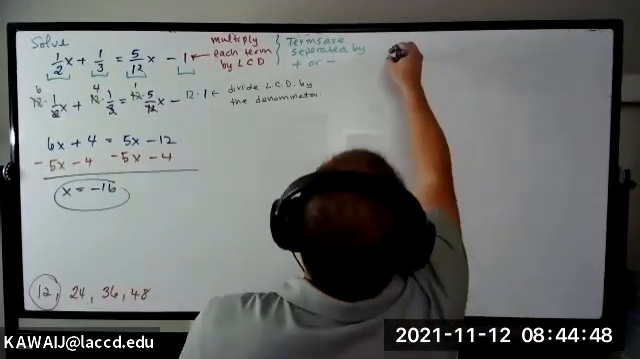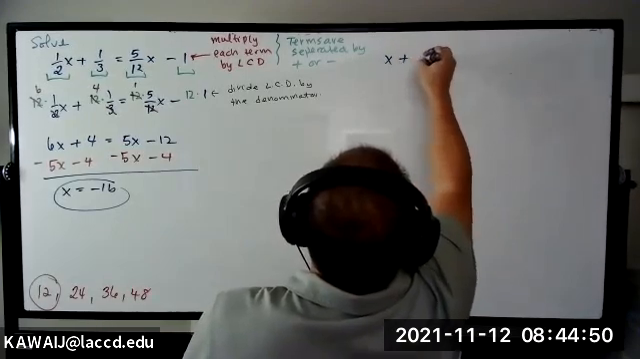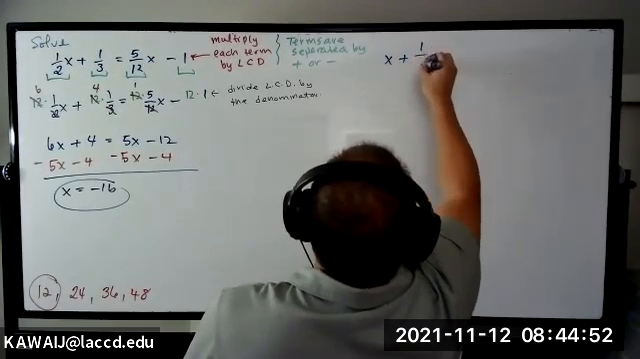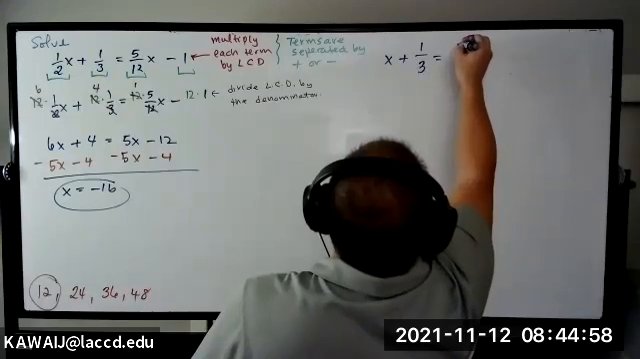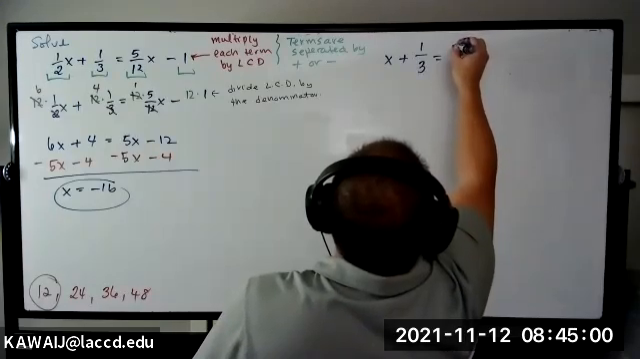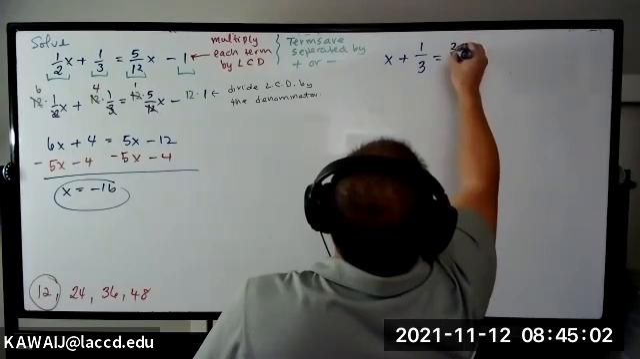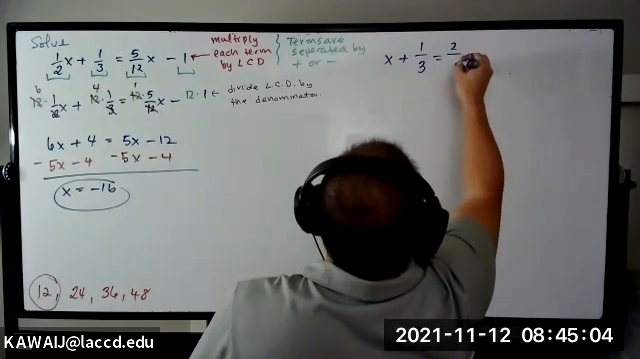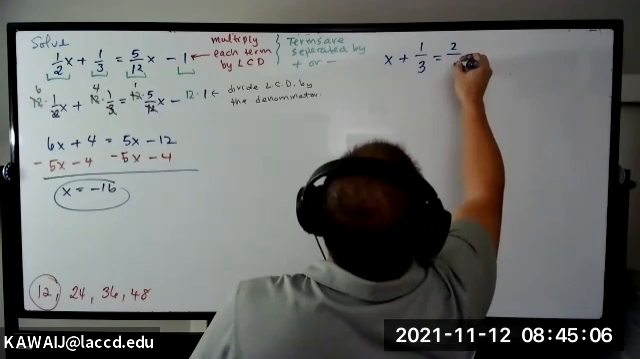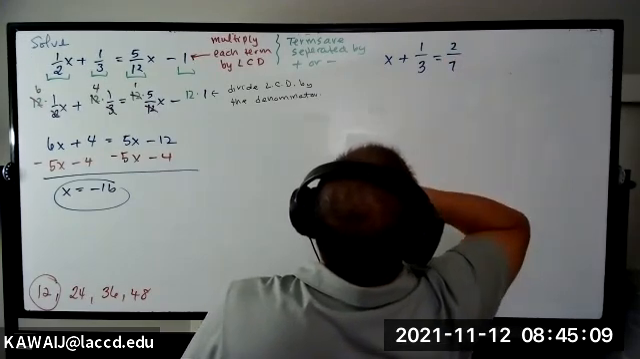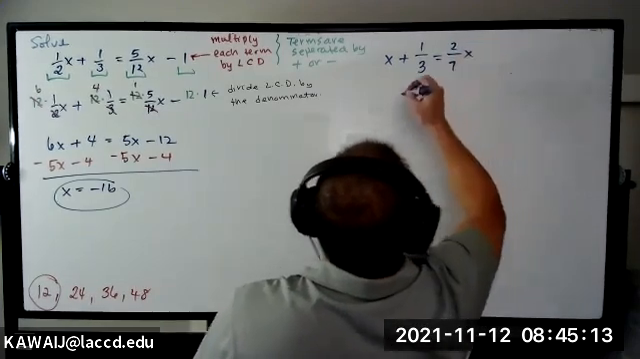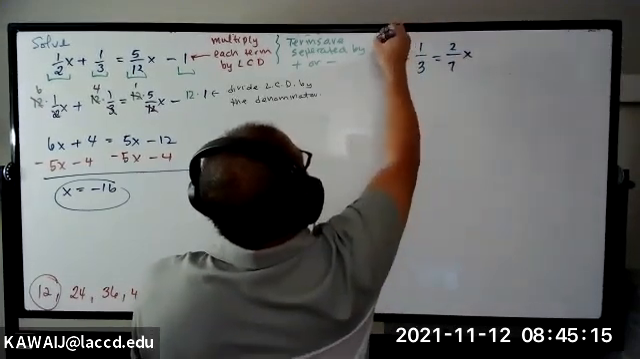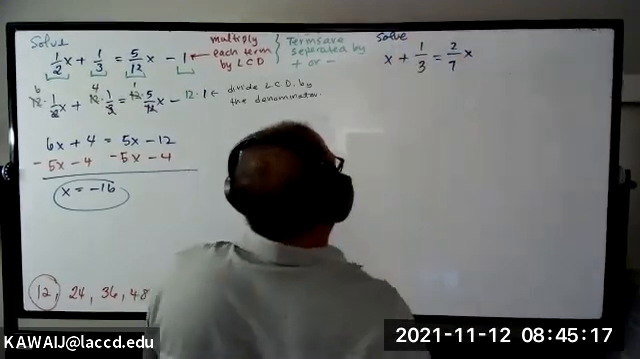So let's go x plus 1 over 3 is equal to 2 over, let's make it 7, x. Let's solve this one.